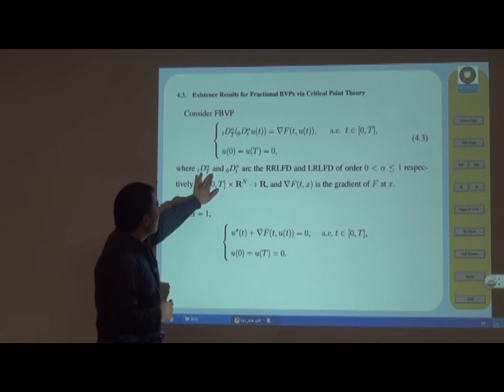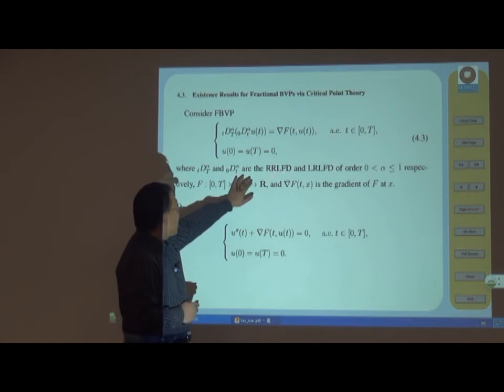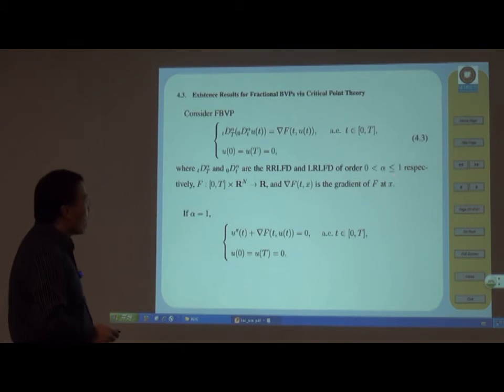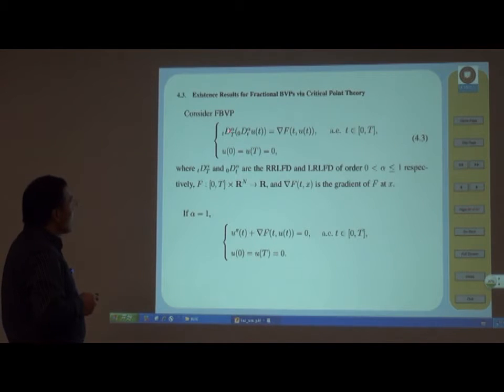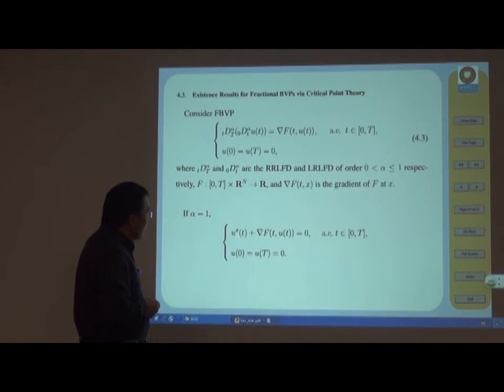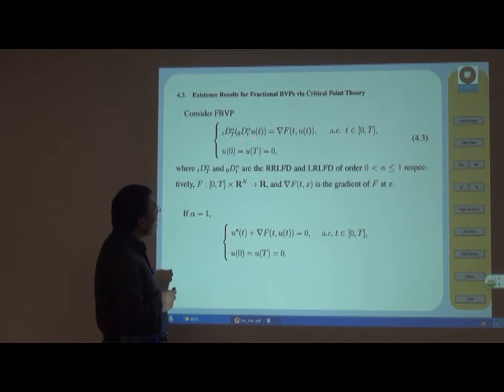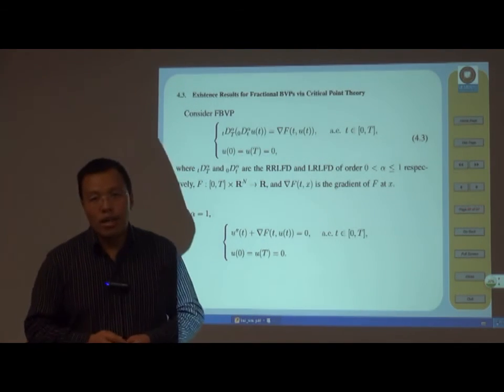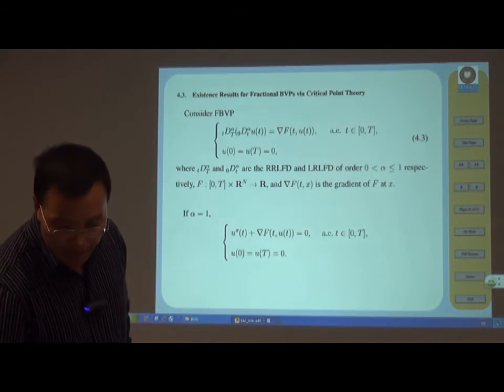And this denotes RLFD and LRLFD. Alpha is between 0 and 1. And we can find that especially when alpha equals 1, then this composition can be changed into the second derivative. And this problem is very common and has been widely studied by mathematicians.